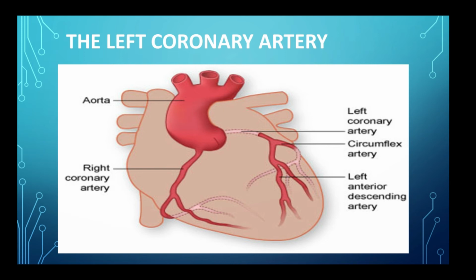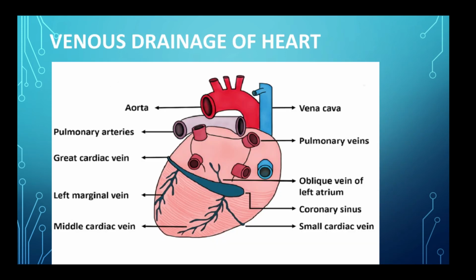Now the venous drainage of the heart. The walls of the heart are drained by veins that empty into the coronary sinus, and partly by small veins, mainly the anterior cardiac veins and the Thebesian veins, that open directly into the chambers of the heart, that is, the right atrium and right ventricle.